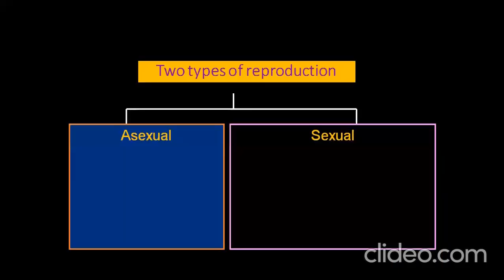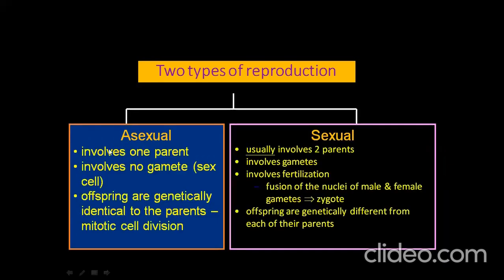Now let's move toward the difference between asexual and sexual reproduction. Asexual reproduction involves one parent, right? Here in asexual reproduction, no gametes form. Here no fusion of gametes takes place. No sex cell is produced here.